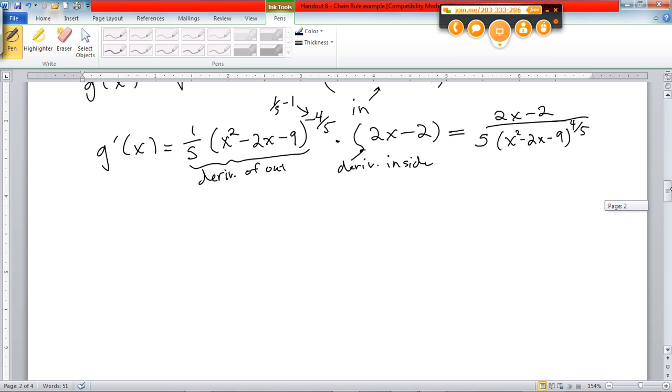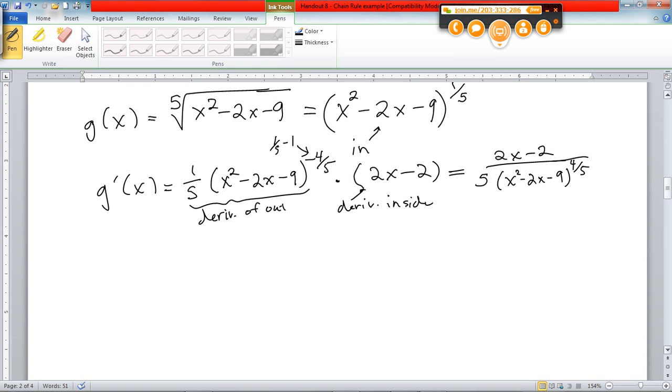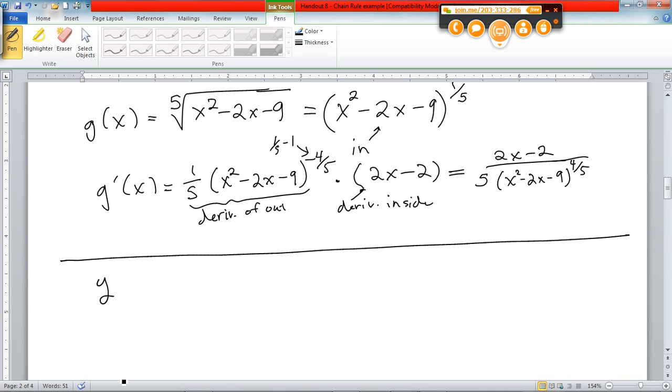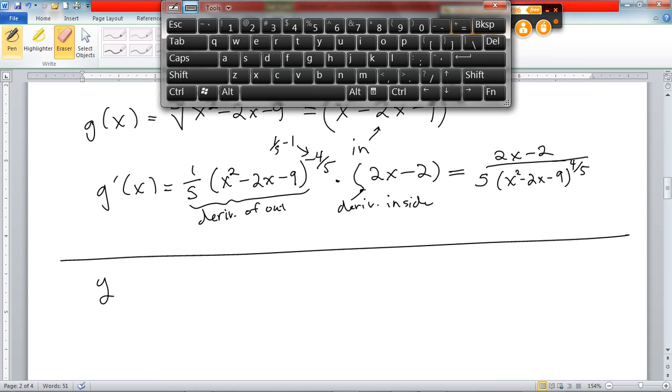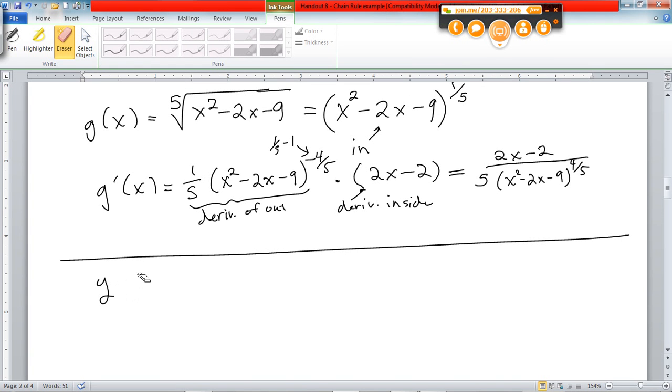All right. Here's another one. Number 2. y equals 3x minus x squared to the 4th power. Actually, this one might be a hair bit easier.